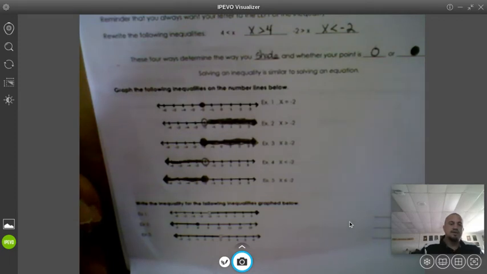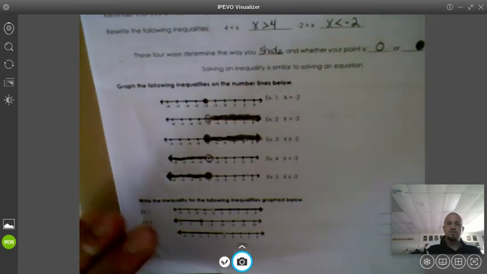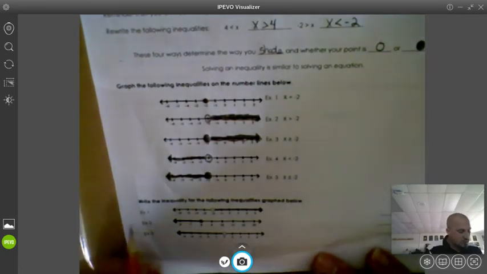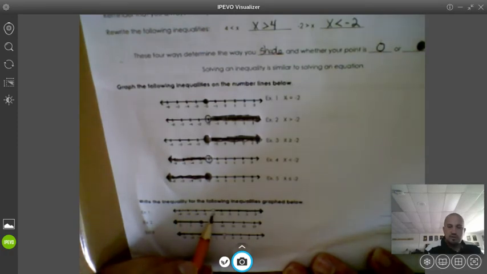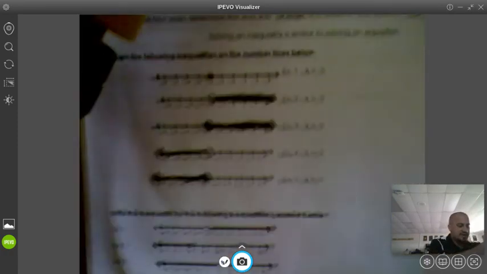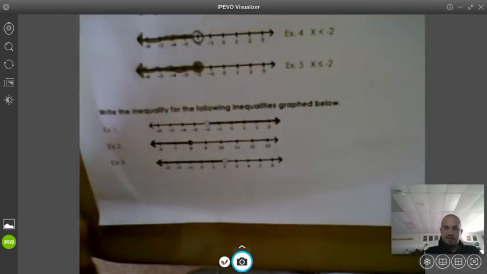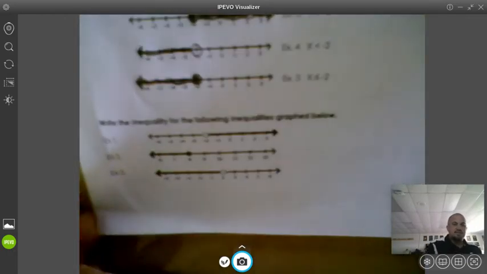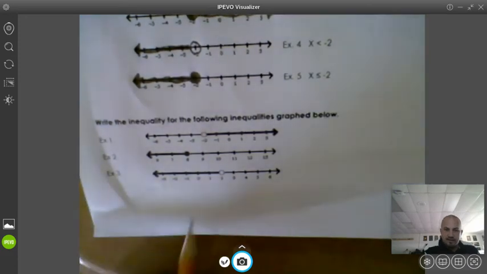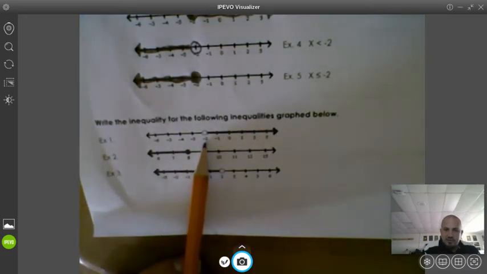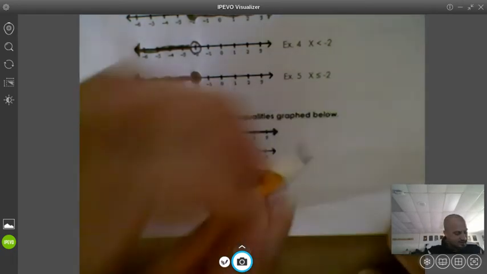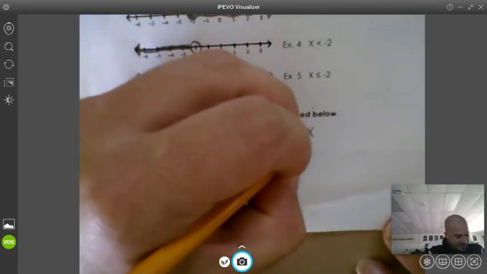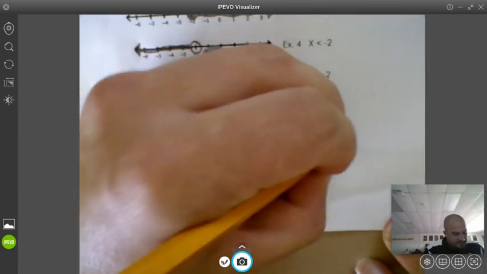Okay, so that takes you through the first part here. Now we're going to go to examples 1, 2, and 3. Example 1, write the inequality for the following graphed below. We'll look at this one. If we zoom in on this one a little bit, you see that this inequality down here is at -2, and you are shading to the right. It's an open circle at -2, so that would be x is greater than -2.